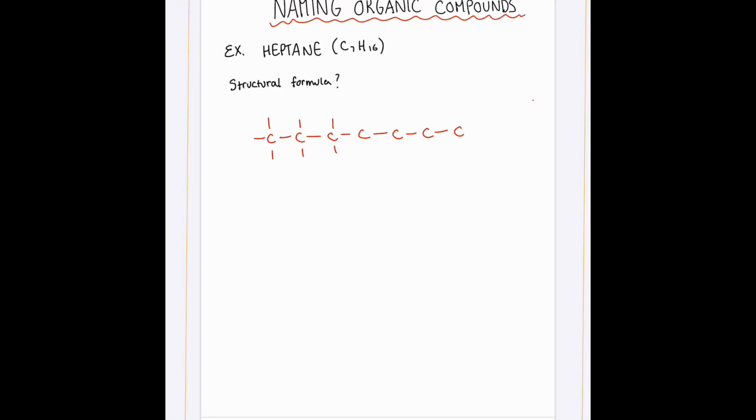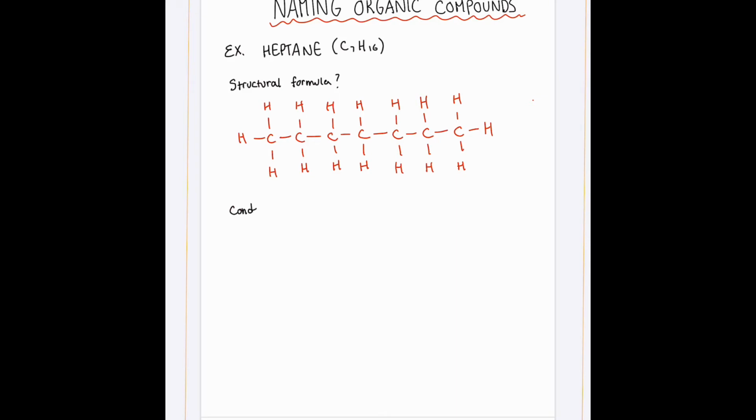Remember that hydrogens can only have one single bond. You can't have them do a double bond because they only have one empty place in their outer ring. So your structural formula would look like this. And if we go over it again, there are 16 hydrogens and 7 carbons, meaning that we drew this correctly.